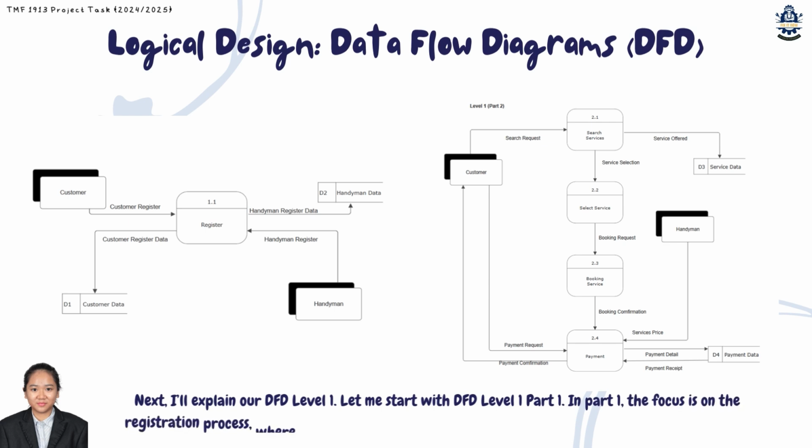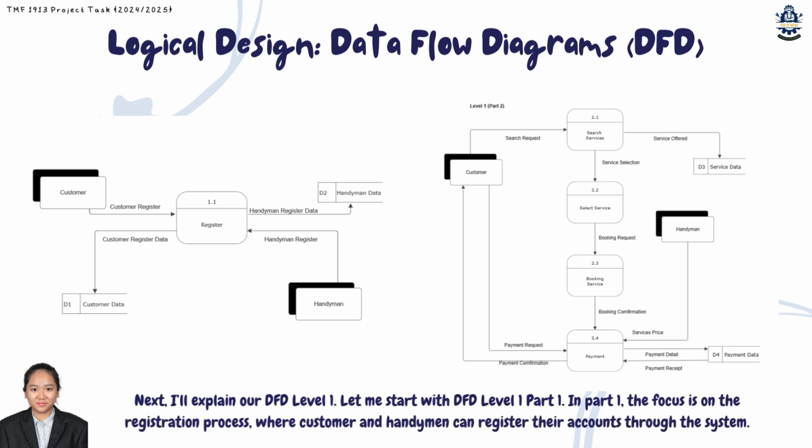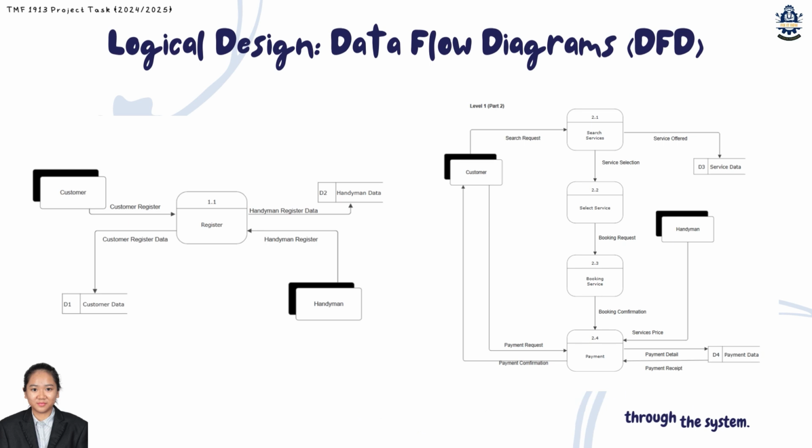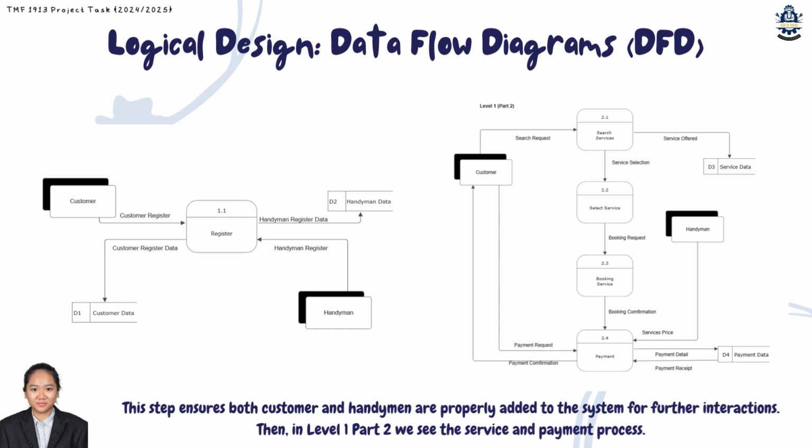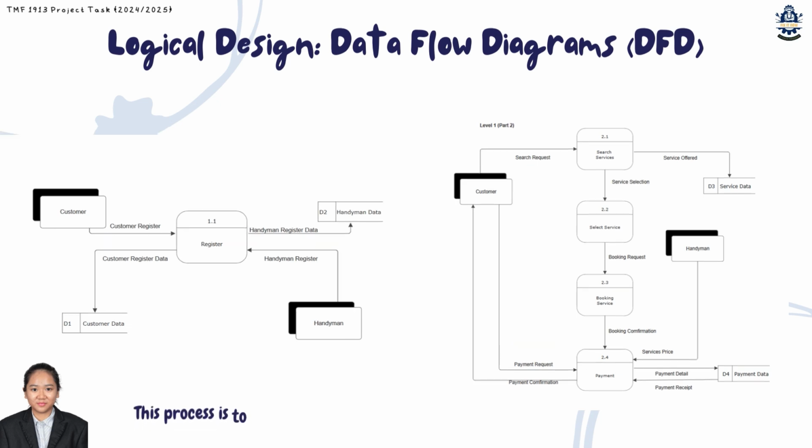Let me start with DFD level 1 part 1. In part 1, the focus is on the registration process, where customer and handyman can register their account through the system. This step ensures both customer and handyman are properly added to the system for further interaction. Then, in level 1 part 2, we see the service and payment process. This process is to ensure a smooth flow from service selection to payment completion.